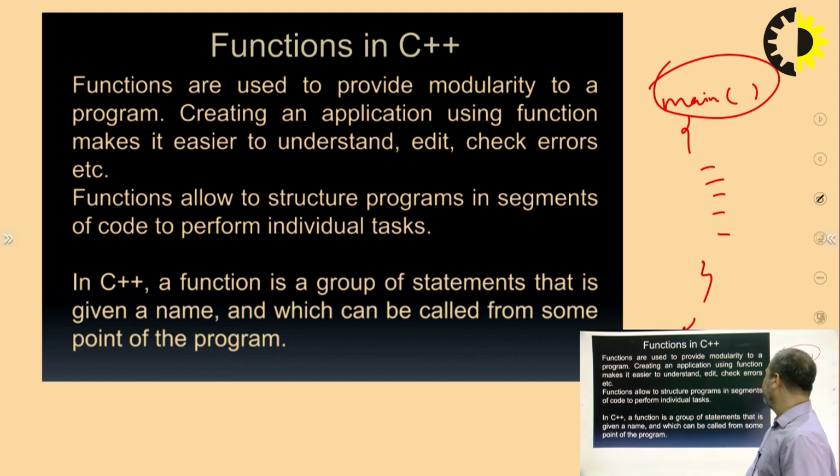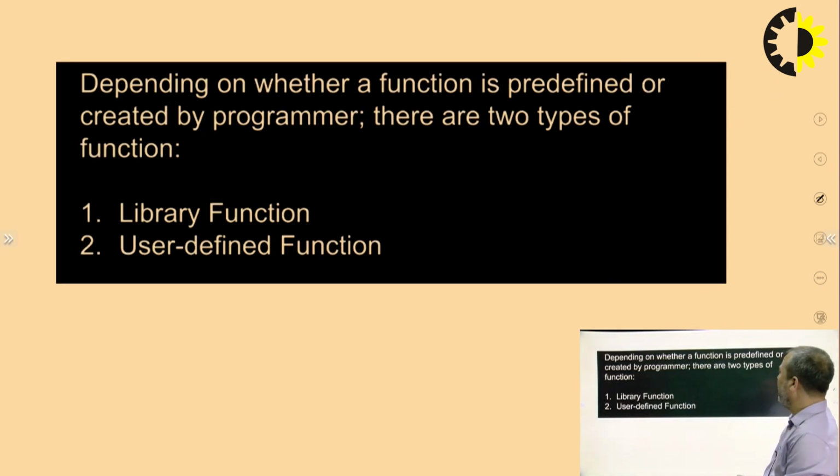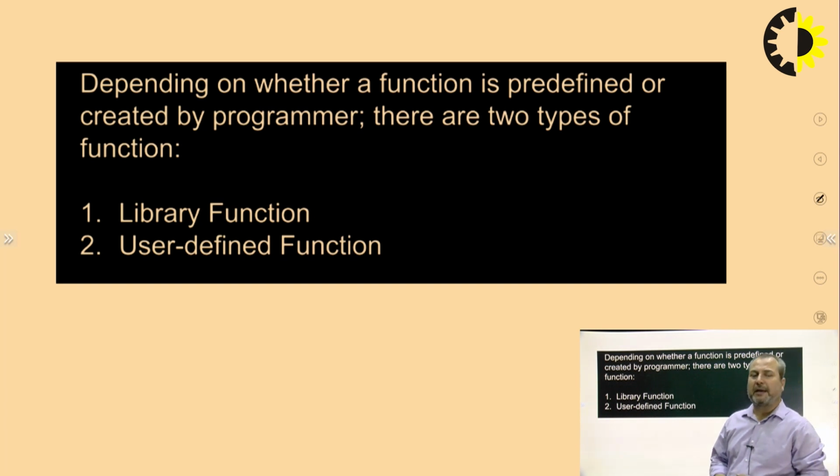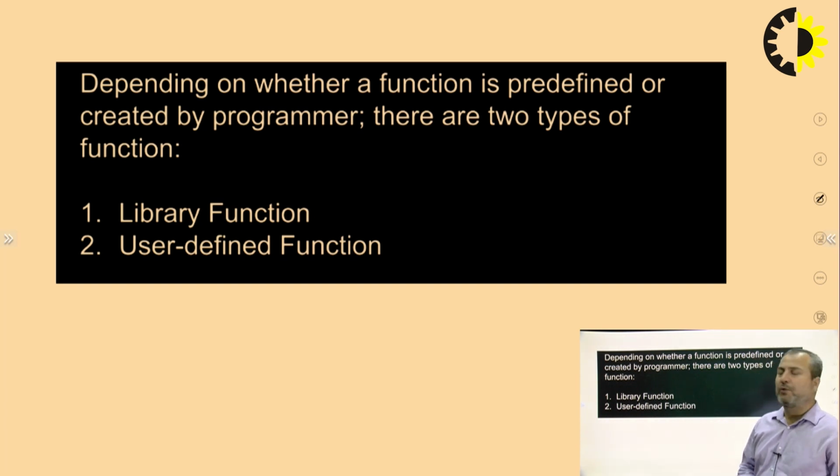So in C++, a function is a group of statements that has a name and can be called from some point of the program where we want to run it. A function could be predefined, like main, printf, scanf and getc. These definitions are already there in the header file, so they are called library functions. We can also make our own functions, which are called user defined functions.